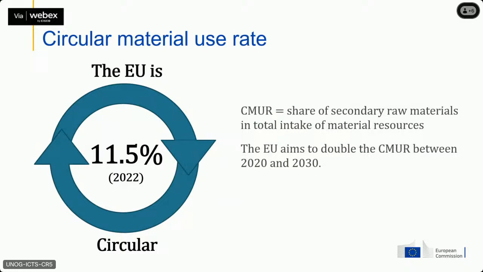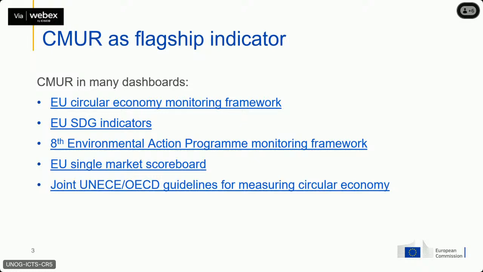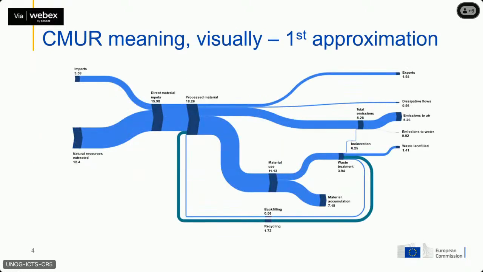is about. It's an indicator of material flows. The latest result for the EU is 11.5%. This means that the share of secondary raw materials in the total intake of material resources in the EU in 2022 was 11.5%. And there is a political target to double this figure between 2020 and 2030. So there is a policy interest also in measuring this indicator. This indicator is a flagship indicator in several dashboards. Some of them were also mentioned already, but also the Sustainable Development Goals and some others. So it's an important indicator, is everything I want to say.